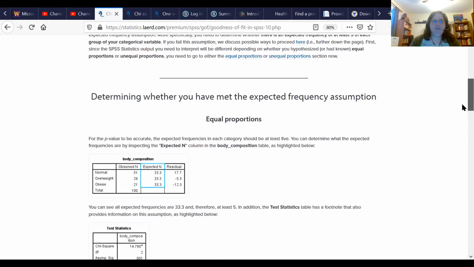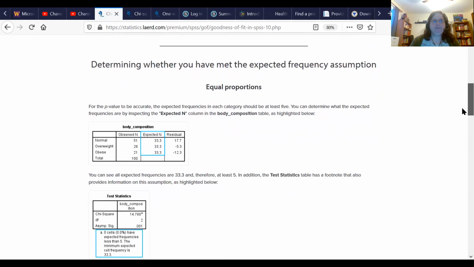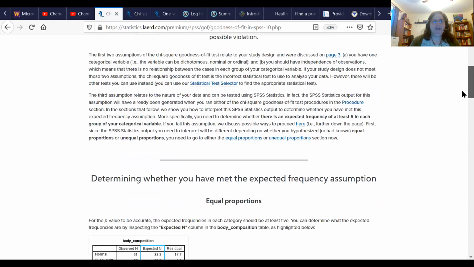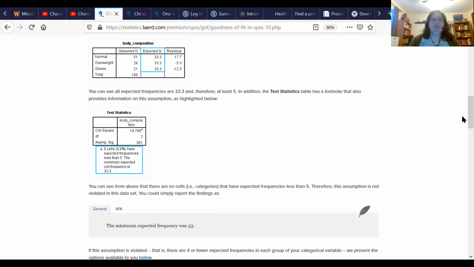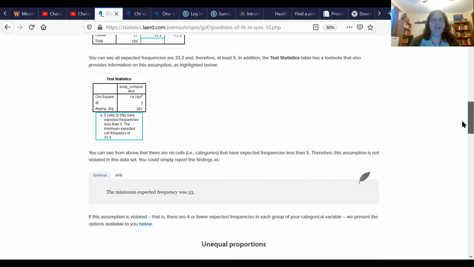Here are the assumptions that we go through, which is really the only thing we're checking here: if we have any cells that have expected frequencies less than 5, and thankfully we do not. You can see we have 33, 33, 33 for our expected Ns. This again is the equal proportion one. I'll show you the unequal proportion one in a minute, although it's out of 100, so I'm betting you can guess what that's going to look like.